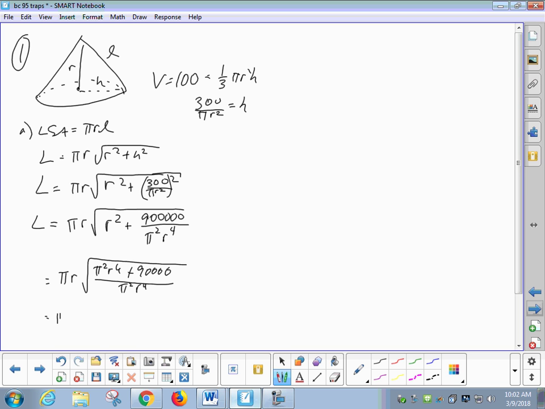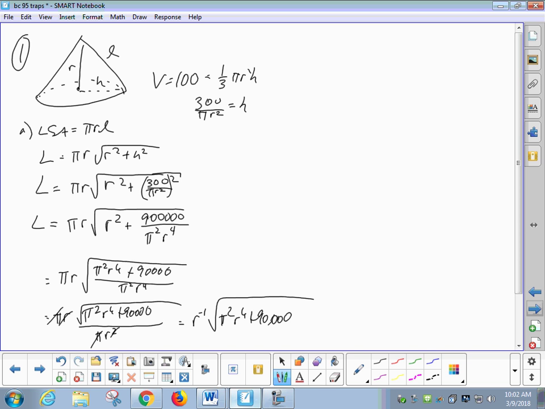Now I can't square root the sum, but I can square root the denominator. Pi squared r to the 6 plus 90,000. Then I would get pi r squared. And so the pi's go away, and one of the r's goes away. So I'm feeling like r to the negative first, pi squared r to the 6 plus 90,000 is my lateral surface area formula as clean as I can make it. You with me?